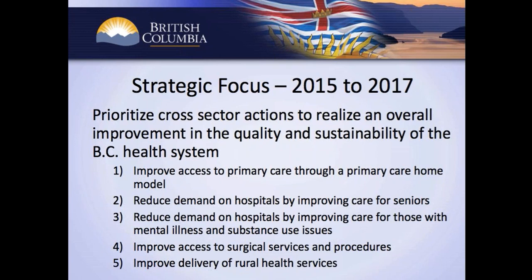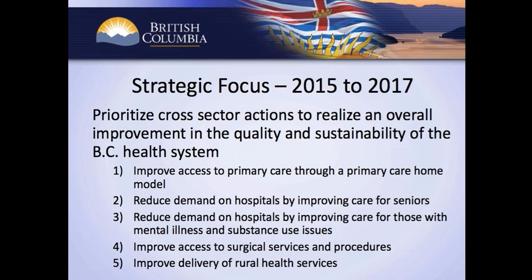And they are improving access to primary care through the primary care homes model, reducing demand on hospitals by improving care for seniors, reducing the demand on hospitals by improving care for those with mental illness and substance use issues, and improving access to surgical services and improving the delivery of rural health services.